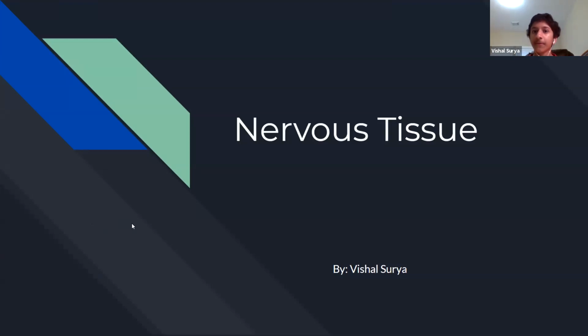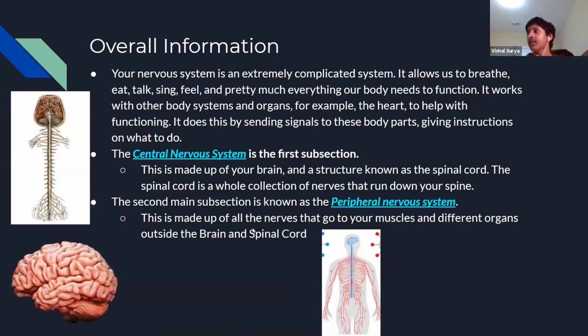So this will be the first class on nervous tissue. Now let's go to the overall picture. Your nervous system is an extremely complicated system. It allows us to breathe, eat, talk, sing, feel, and pretty much everything our body needs to function. It works with other body systems and organs, for example the heart, to help keep it functioning. Another example is your muscles, for example whenever you're playing soccer, so you can kick a ball. It does this by sending signals to these body parts, giving them instructions on what to do.